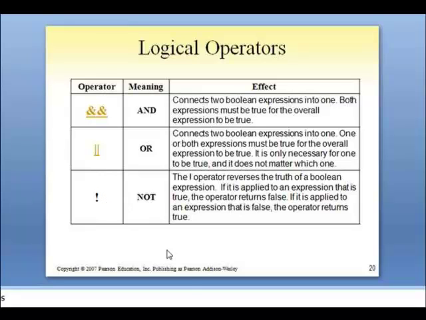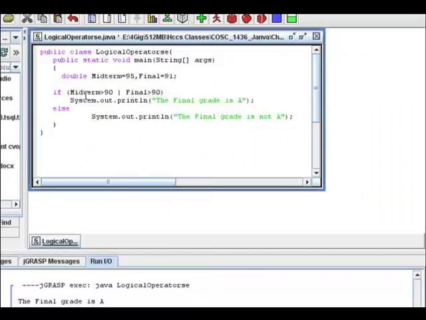We can use the NOT. Let's consider this example. In this first example, we're going to say if the midterm is greater than 90, which is 95, is true, and the final is greater than 90, which the final is 90. So this operation is true, this operation is true, and if I'm using the AND operator, the midterm condition should be true, the final condition should be true. If both of these are true, the result is true.